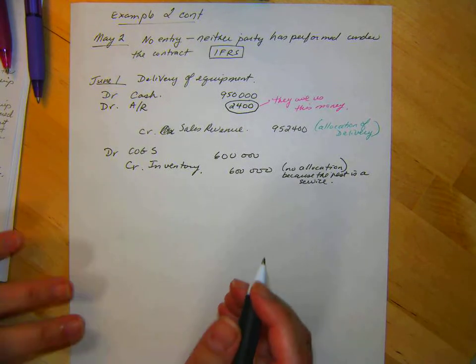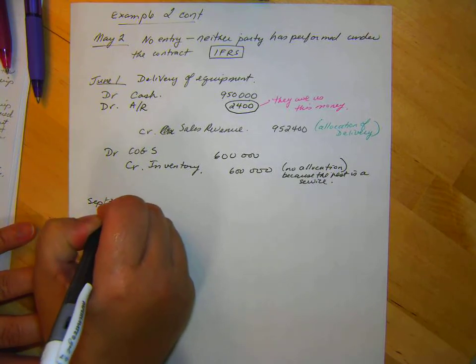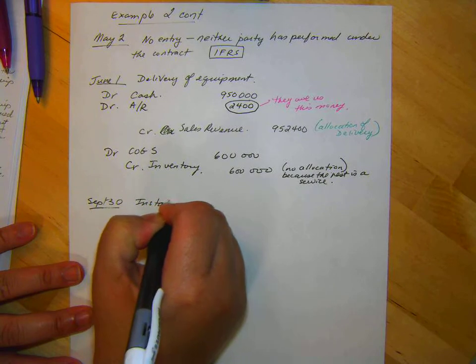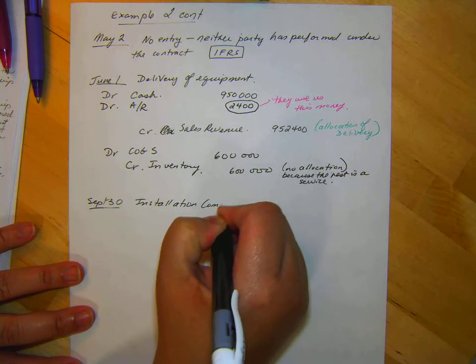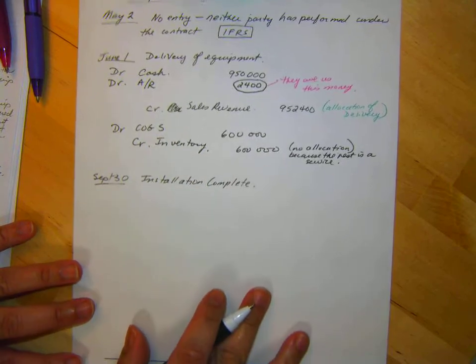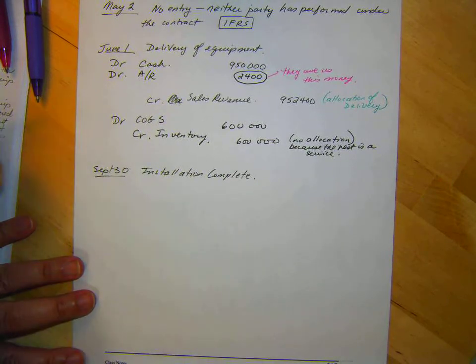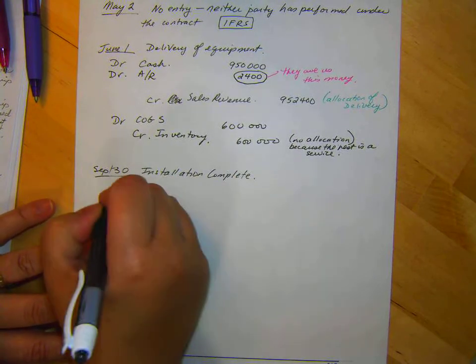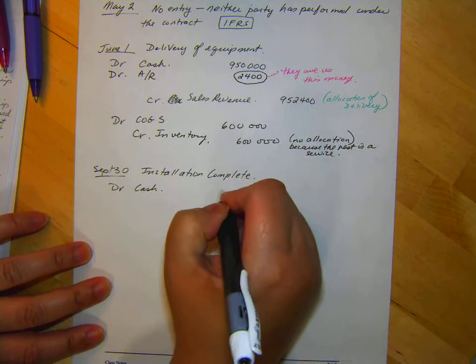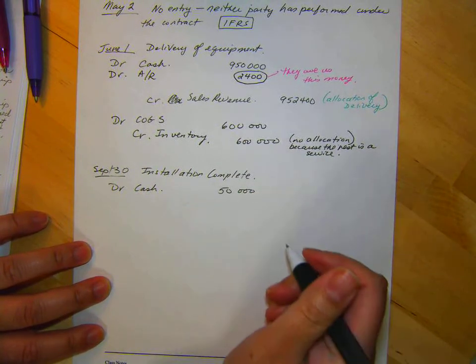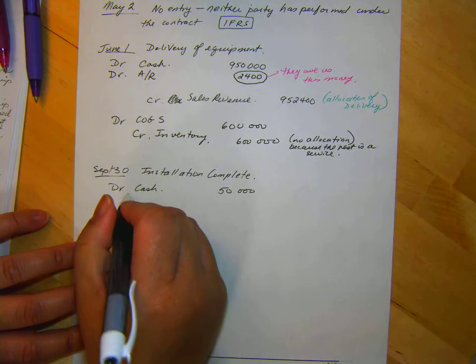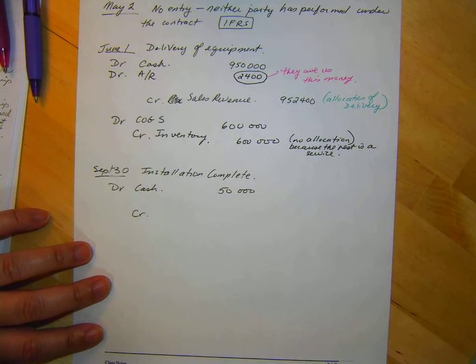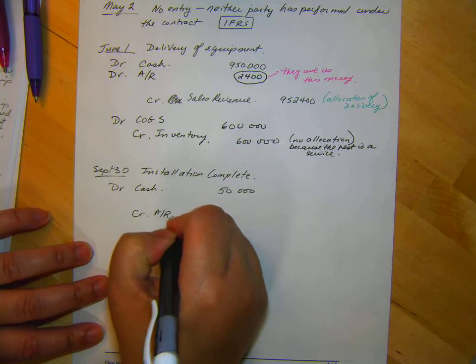Okay. And finally, on September 30th, installation is complete. Okay, so again, are we getting any cash? Yes, we are. We are getting cash, so we're going to debit cash. And that's going to be $50,000 because they told us. Leave some room for credits, just more debits, just in case we have any. We're just piecing it together. Okay, did they pay us some of the money they owed? Yes, $2,400. So cancel off that accounts receivable.